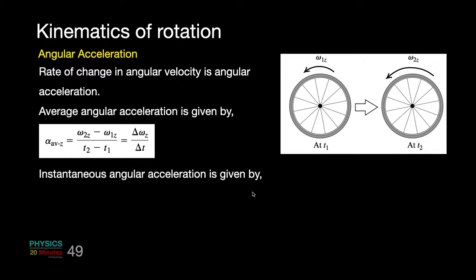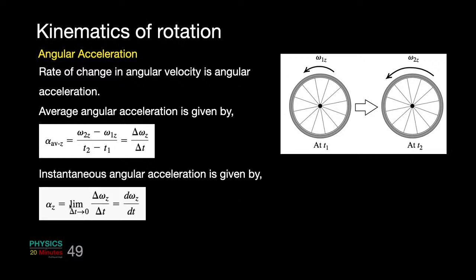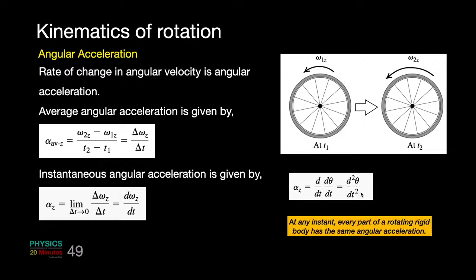Instantaneous angular acceleration is given by taking the limit of delta t to 0. As the limit of delta t tends to 0, delta omega by delta t becomes d omega by dt, the derivative of omega with respect to time. Omega can be written as d theta by dt, so alpha, the angular acceleration, can be written as the second order derivative of theta, that is d2 theta by dt square. Again, as in angular velocity, at any instant every part of a rotating rigid body has the same angular acceleration. It's not that a particle close to the axis will have a different angular acceleration. No, all the particles will have the same angular acceleration.